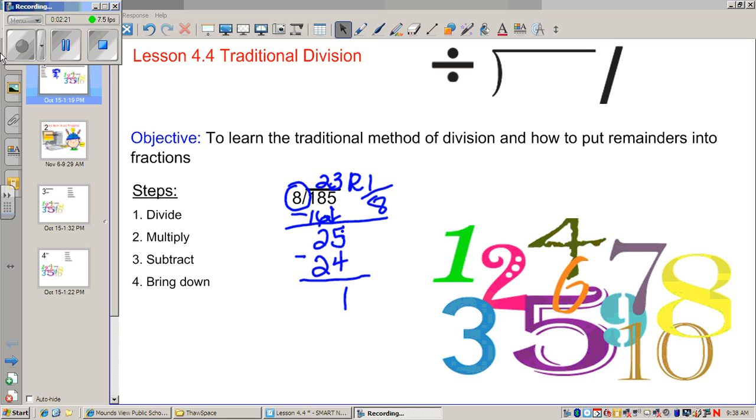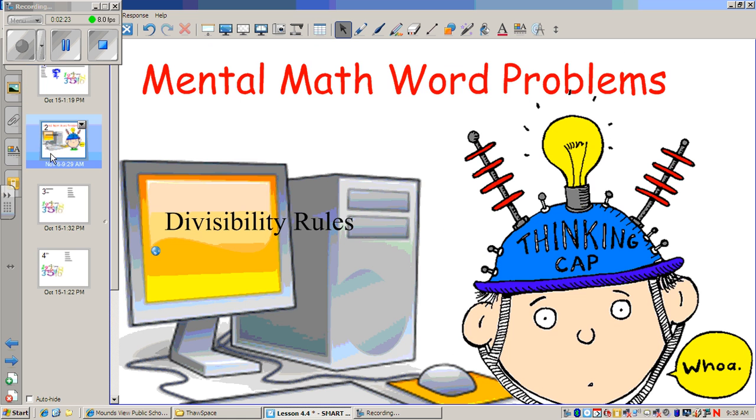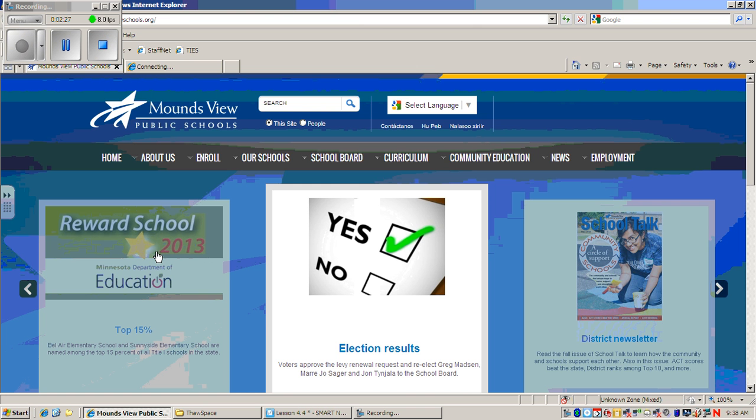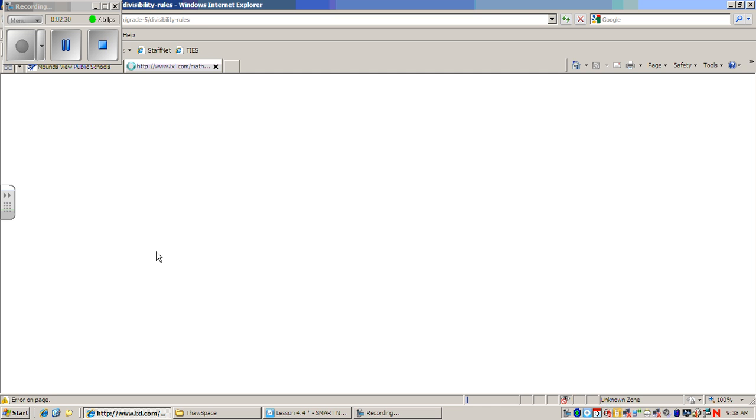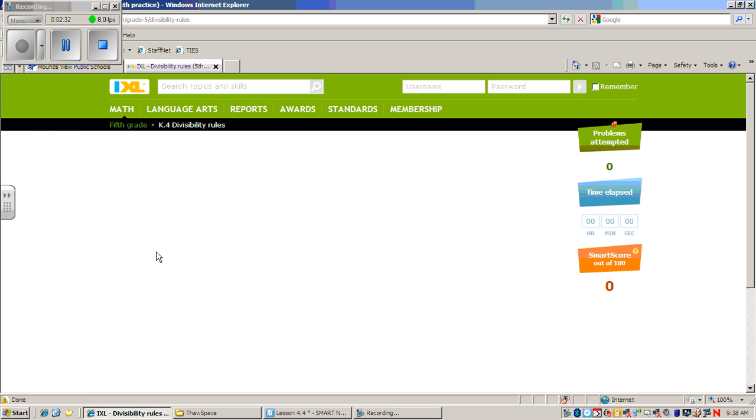So let's move on to our next problem, and we're going to talk about mental math word problems. Mental math meaning things that we could do in our head, and we're going to talk about divisibility rules a little bit, things that we can remember about divisibility, and just some good practice again. IXL is a good website.